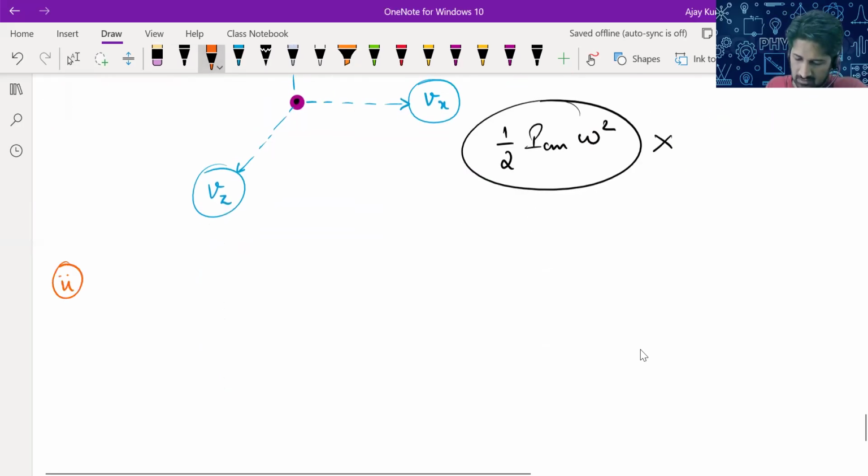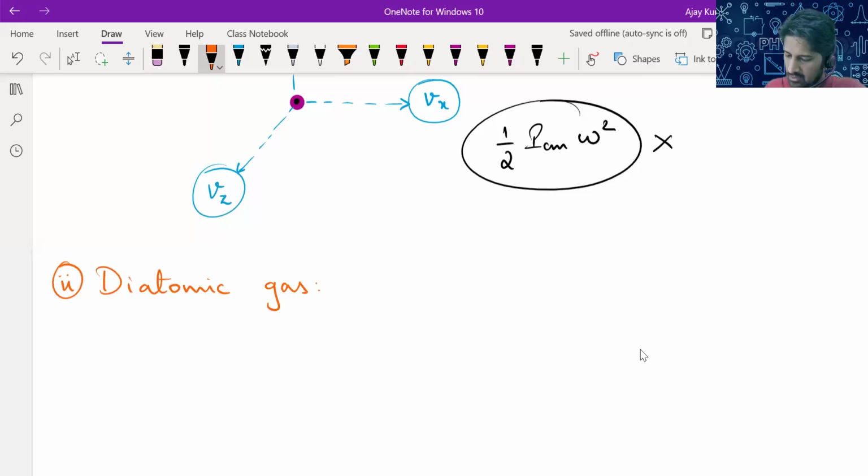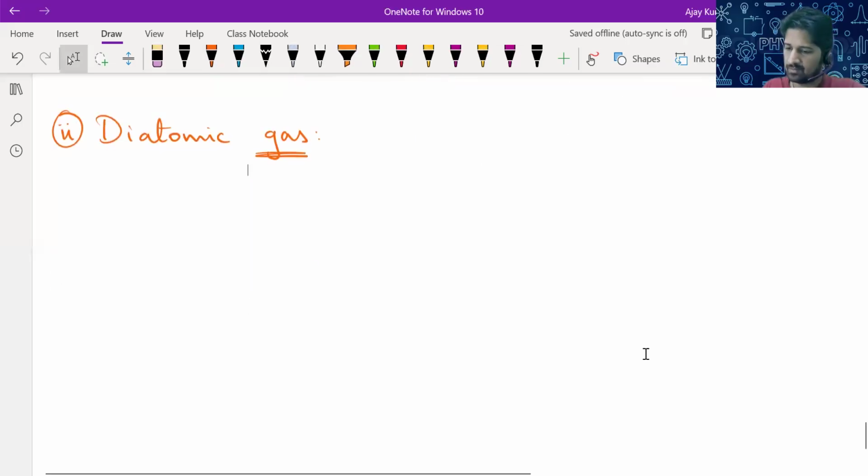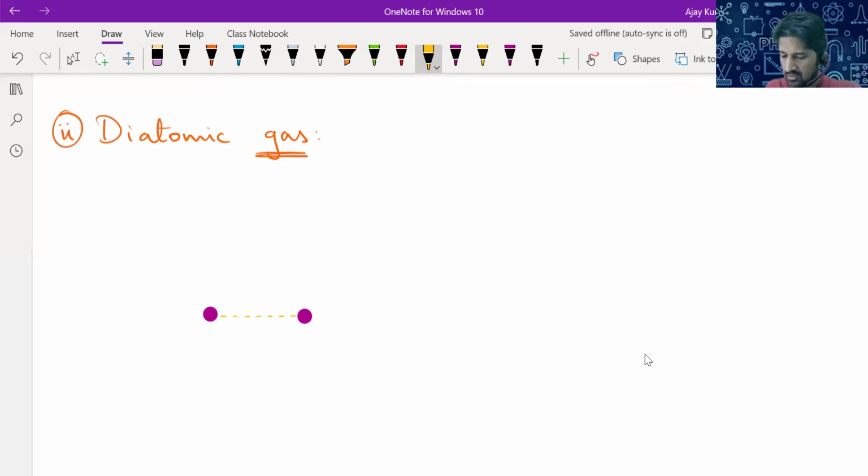Next, consider a diatomic gas. Means the molecule is made up of two atoms. Let these be the two atoms of the molecule. The two atoms will definitely have a bond between them. Within the molecule, atoms will be interacting. Otherwise, how will they form a molecule? They must have a bond. Only then a molecule will be formed. So within the molecule, interaction will be there.